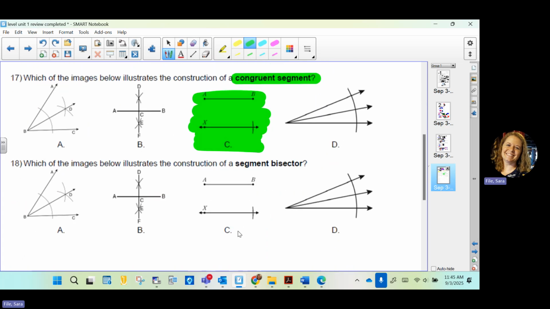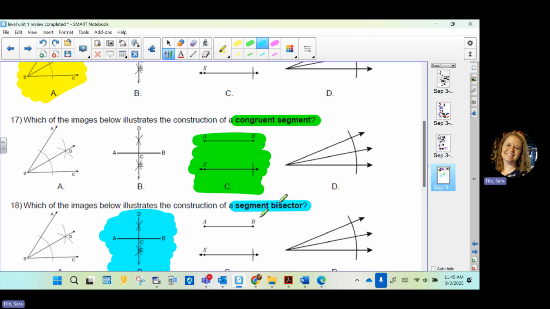Now this last one, we didn't actually practice this. Well, we did perpendicular bisector, but segment bisector is very similar. It's what we showed here. We had segment AB, and then they did the arcs from both endpoints, and then connected those intersections. And this line, DE, is bisecting AB. Bisecting means to cut in half. So that is the construction that cut that segment in half.